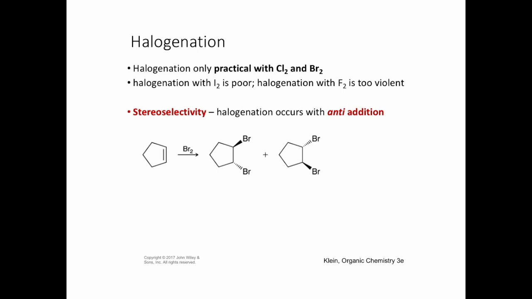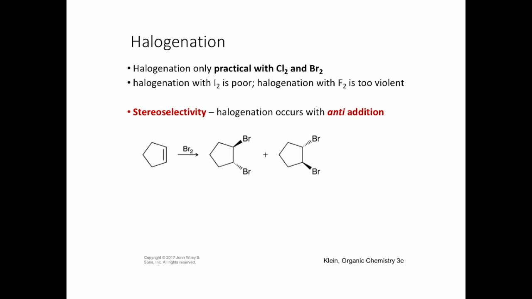Halogenation. First of all, this is only going to work with chlorine and bromine. Iodine doesn't work well, and fluorine is too violent of a reaction for it to be useful. In fact, fluorine is so dangerous to work with that almost no one works with it.